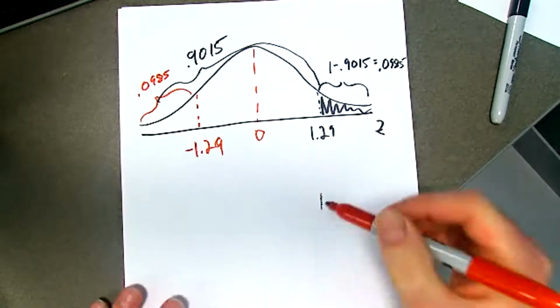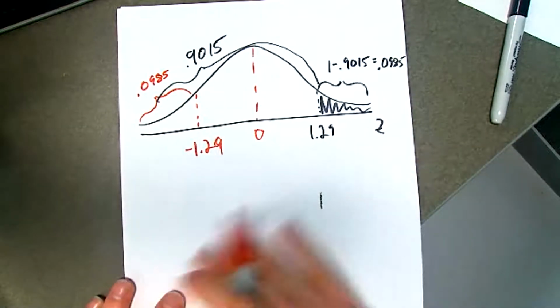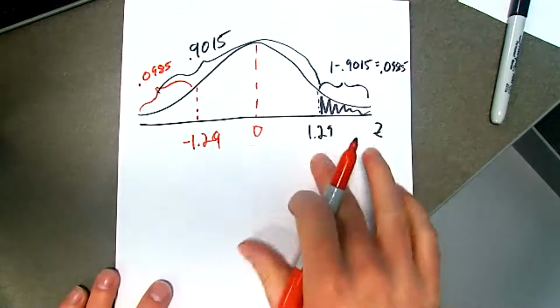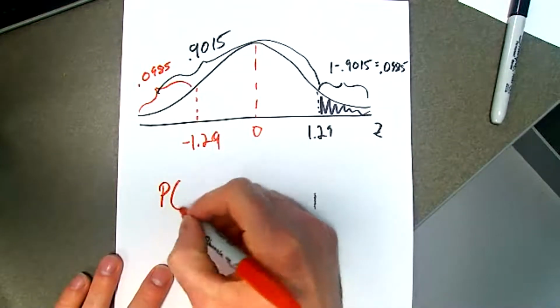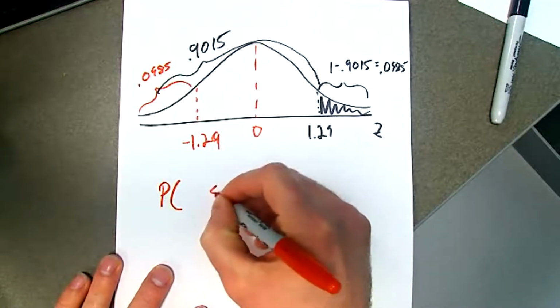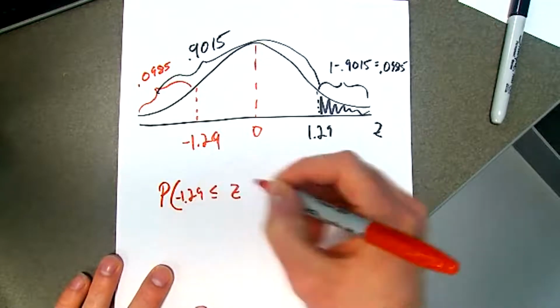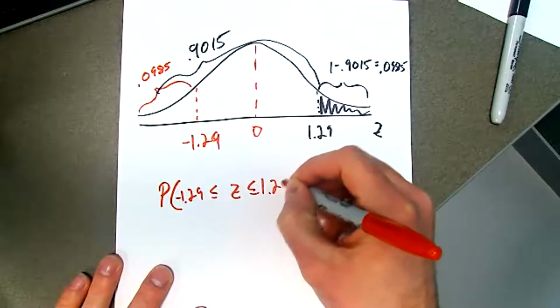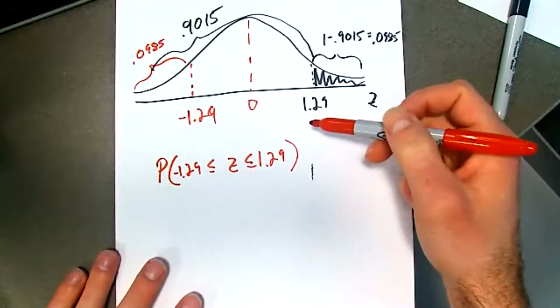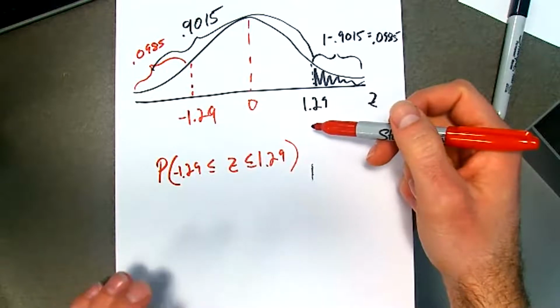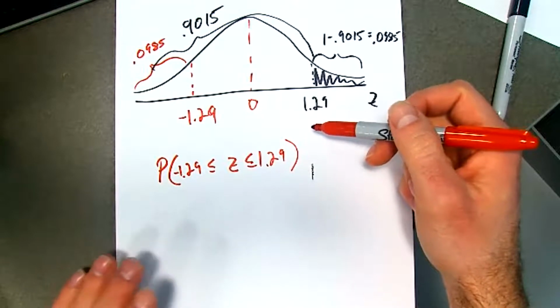Now, you could do this a couple ways, but the easier way to think about it, just in case these aren't the same z-scores: let's say I wanted the probability that the z-score is between negative 1.29 and positive 1.29. Well, this is like what we did before with some of our discrete random variables.